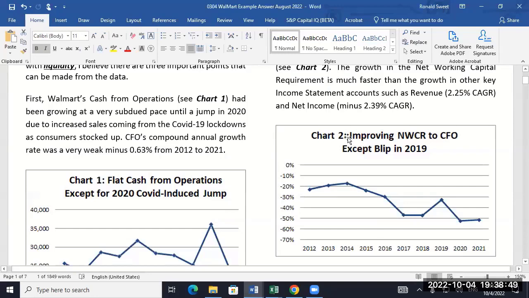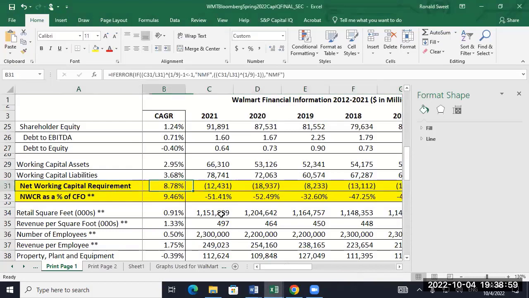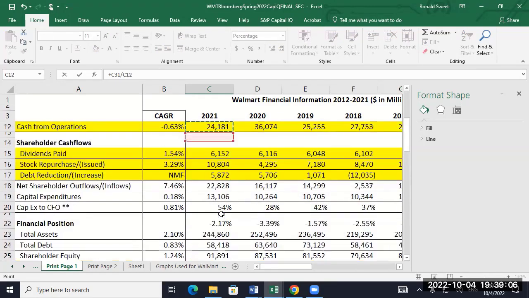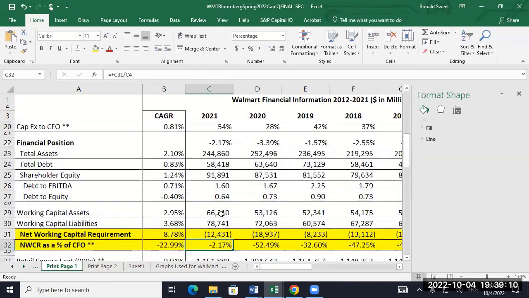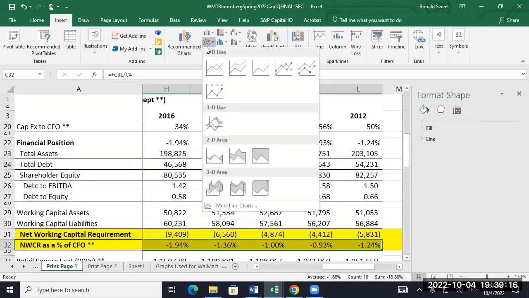Now, if your CFO is really, really messed up, you might substitute a chart. Instead of showing this chart, we talked about this earlier, you might do net working capital, not to CFO, but to revenue, right? Revenue tends to be a much more stable number. I think I did this with Walmart, but it might give you a little bit less of the noise.